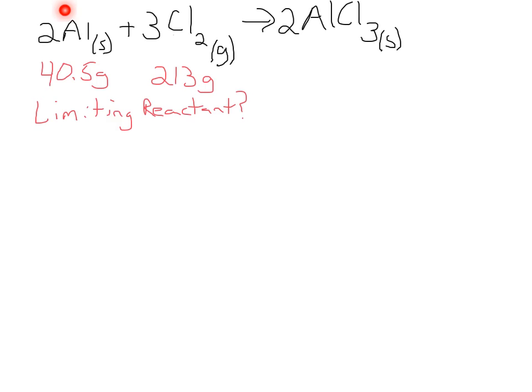And so you can see that we have 2 aluminum for 3 chloride, which is going to produce 2 aluminum chlorides. What we also notice is that we're starting out with 40.5 grams of aluminum. That's what I'm giving you. I'm also giving you 213 grams of chloride, and I want to know which is the limiting reactant. So I'm basically just giving you these 2, aluminum and chloride, in a beaker, and I want to know which one is going to be the limiting reactant.